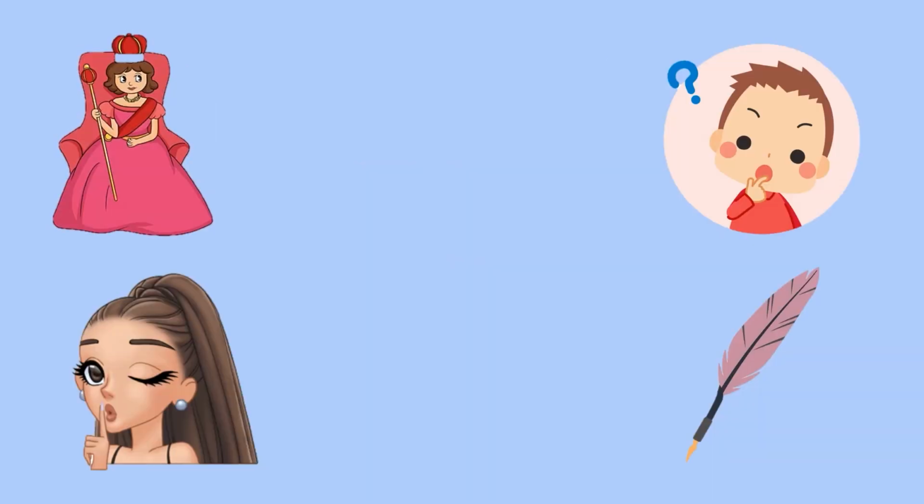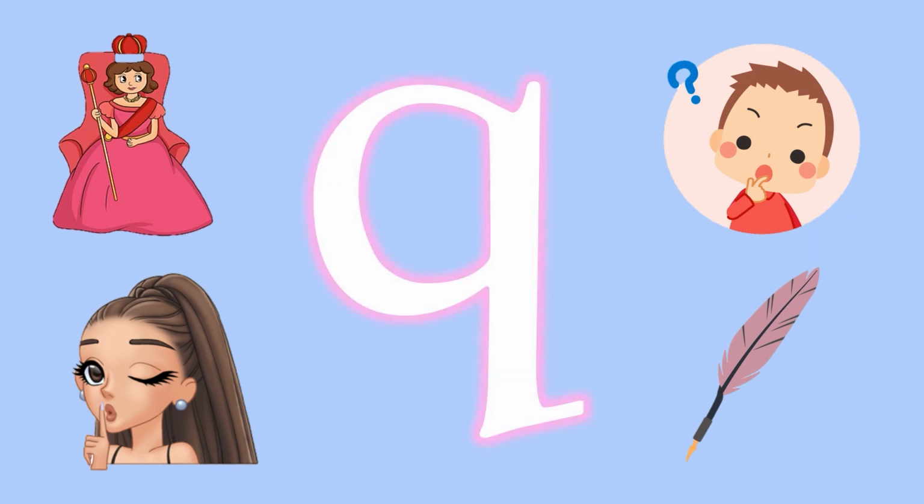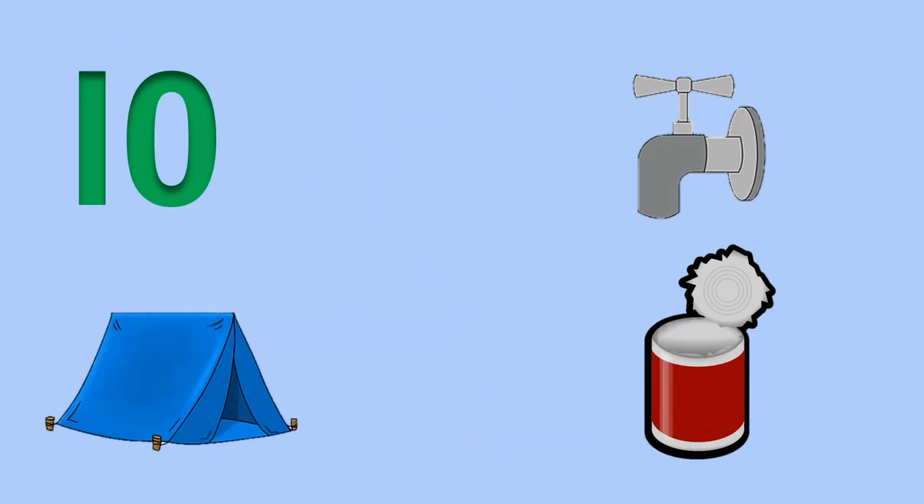Queen, quiet, question, quill. What is the starting sound? Come on, you can do this. Yes, it's qu. Qu, qu, queen. Qu, qu, quiet. Qu, qu, question. Qu, qu, quill. Good job.